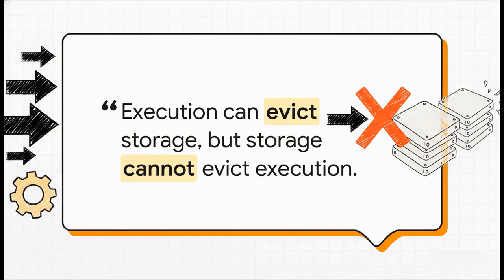If you remember one thing, remember this. It's an asymmetrical relationship, and it's designed to prioritize one thing above everything else: finishing the job. Active computations happening in execution memory are considered sacred. They cannot be touched. But cache data in storage, well, that's disposable. It can always be recomputed later if it has to be.